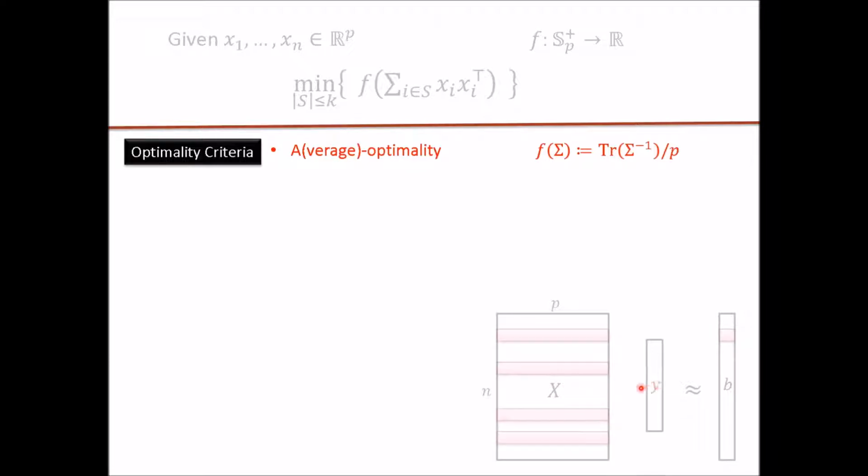Then how close is y to y star? You can write that as a problem, and it turns out in order to minimize that Euclidean distance between y and y star, this is equivalent to minimizing a function like this. This is something statisticians have very carefully studied, and it's called A optimality.